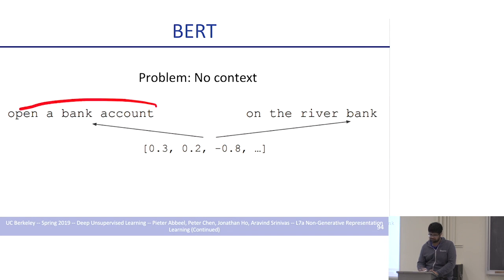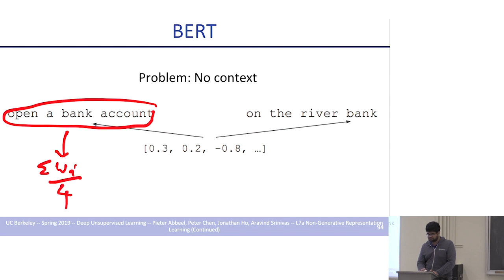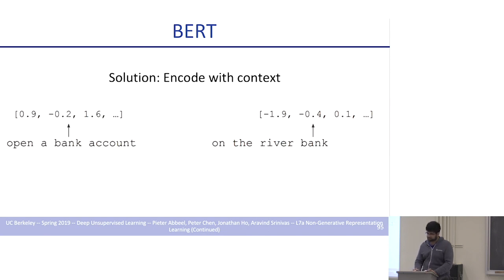So if you want an embedding for this sentence, and you just average the word embeddings for each word, you don't want to use this W_i for bank that's being used here. It shouldn't be the W_i for bank that's being used in river bank. So it should understand that there's a river over here. That's solvable if you can encode with context. So the embedding for bank here takes into account the embedding for open and A. And the embedding for bank here takes into account the river. So these vectors are different from just using Word2Vec, which has no understanding of the context for bank.